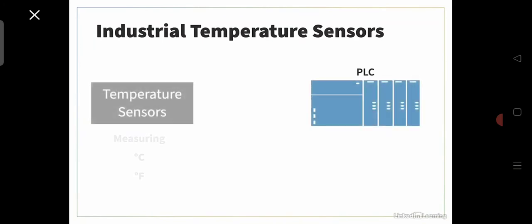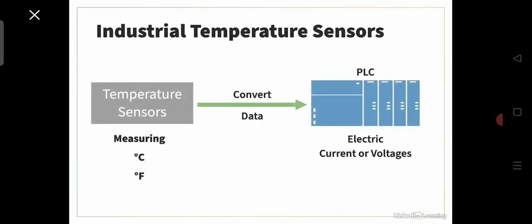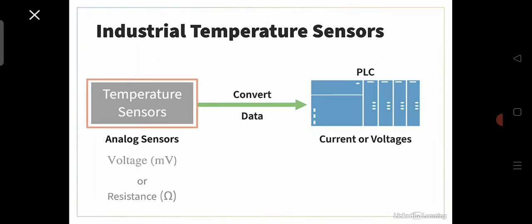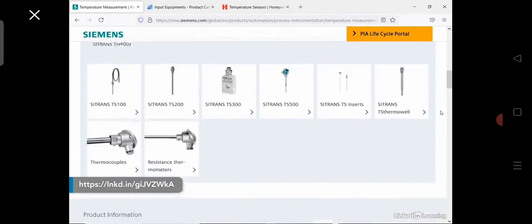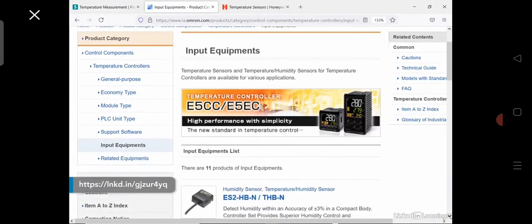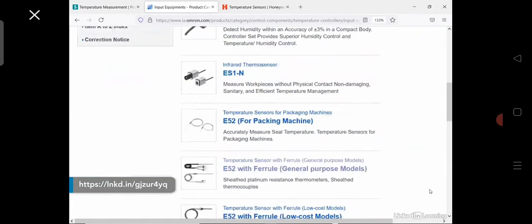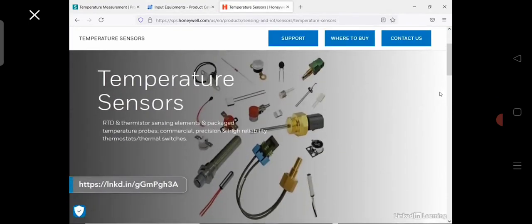Temperature sensors are used for measuring temperature and converting data into currents or voltages to be transferred to PLC. They are considered analog devices that produce readings like millivolts or resistance values. Here are examples of industrial temperature sensors provided by Siemens, Omron, and Honeywell.